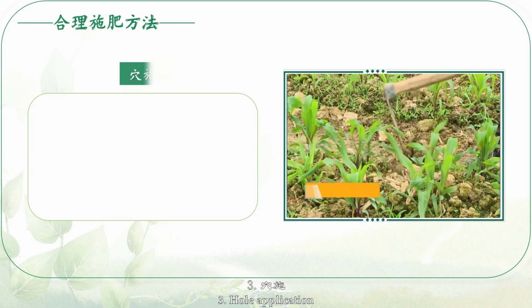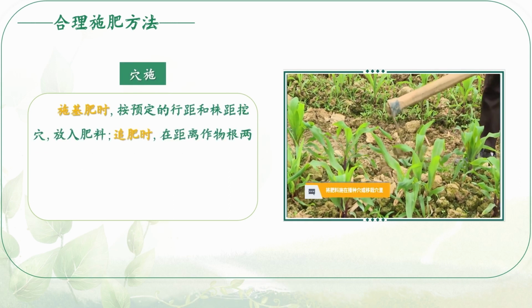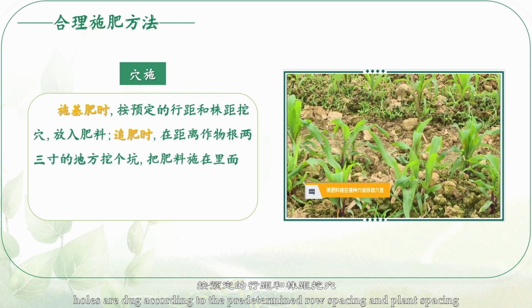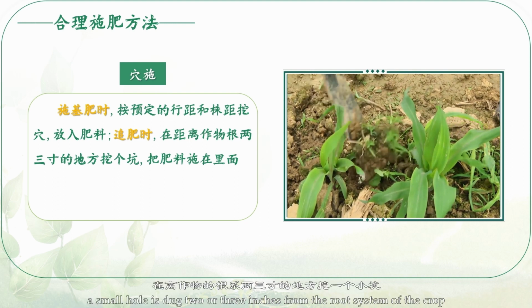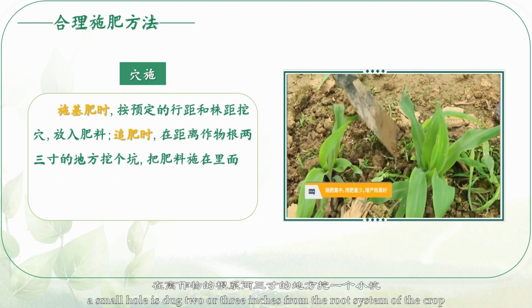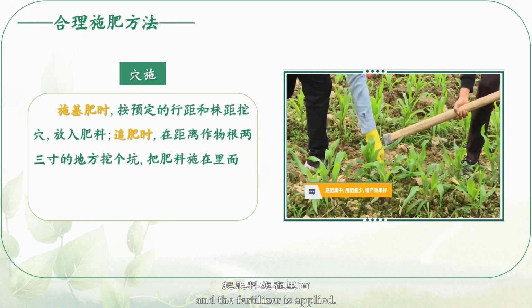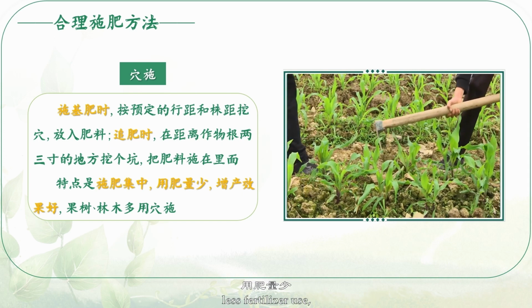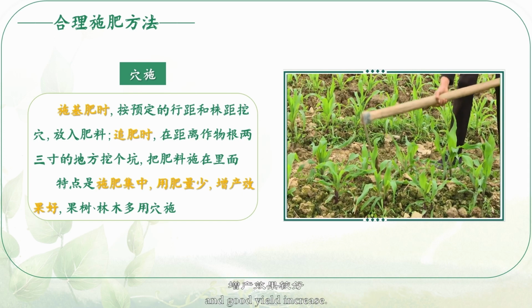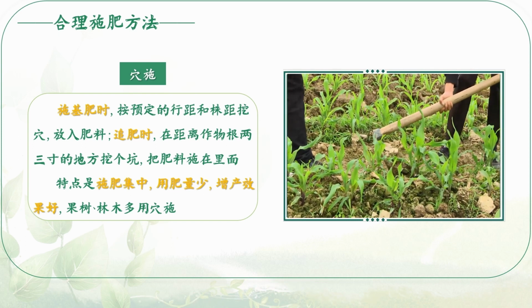3. Hole application, which is also called point application. Generally, when applying basal fertilizer, holes are dug according to the predetermined row spacing and plant spacing, and fertilizer is put into them. In top dressing, a small hole is dug 2 or 3 inches from the root system of the crop and the fertilizer is applied. It is characterized by concentrated fertilization, less fertilizer use, and good yield increase. This method is mostly used for the fertilization of fruit trees and forests.